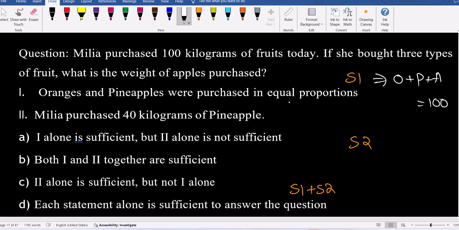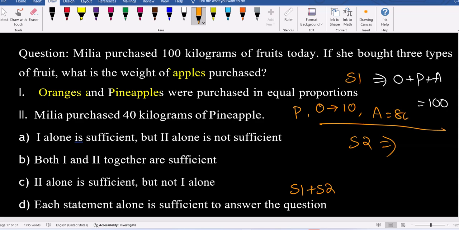After statement 1, I understand there is an item called orange and pineapple also. In the question only apple is given, but in the first statement they mention orange and pineapple. With respect to the first statement, how many apples were purchased? They said oranges and pineapple are equal. Let it be orange 10, pineapple 10, then apple will be 80, or pineapple and orange 20, then apple will be 60. There are many possibilities, right?